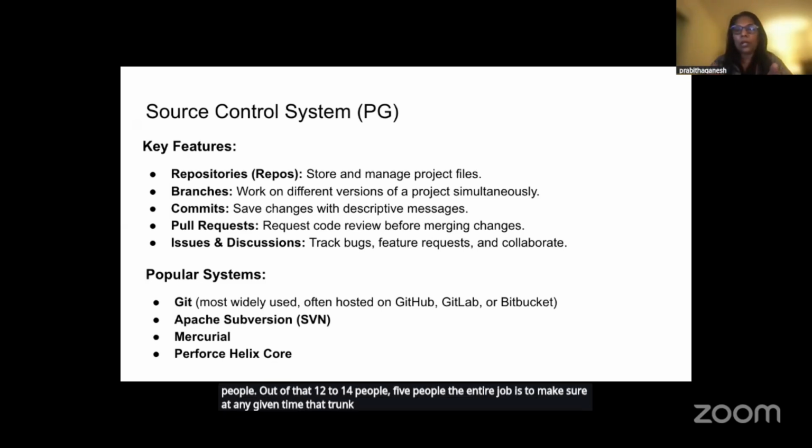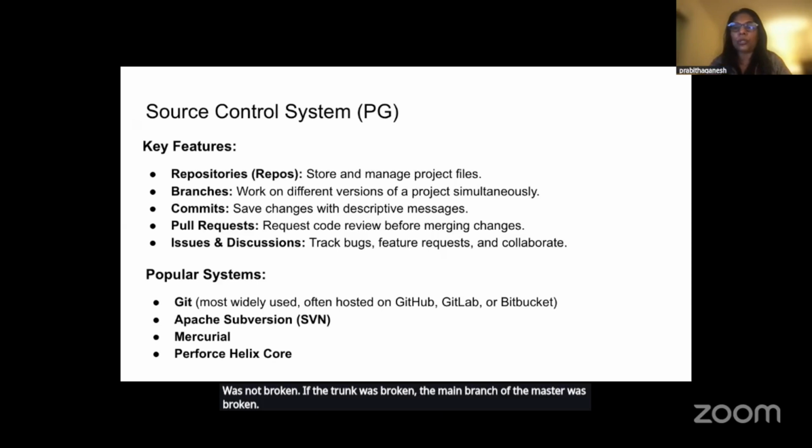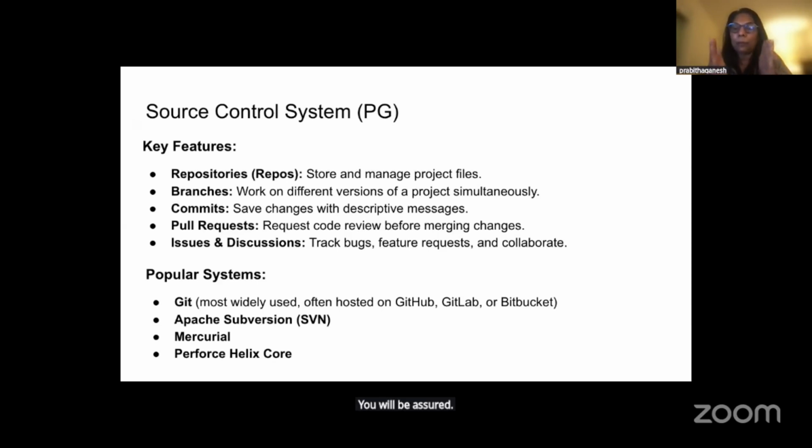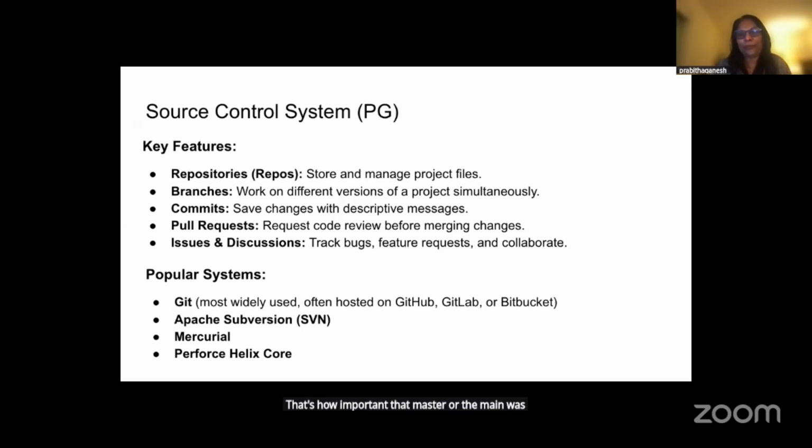So usually, I told you, at PayPal we had 12 to 14 people. Out of those 12 to 14 people, 5 people had their entire job to make sure at any given time that the trunk was not broken. If the trunk, the main branch or the master, was broken, you would be assured the head of the department would be fired the next day. That's how important the master or the main was.